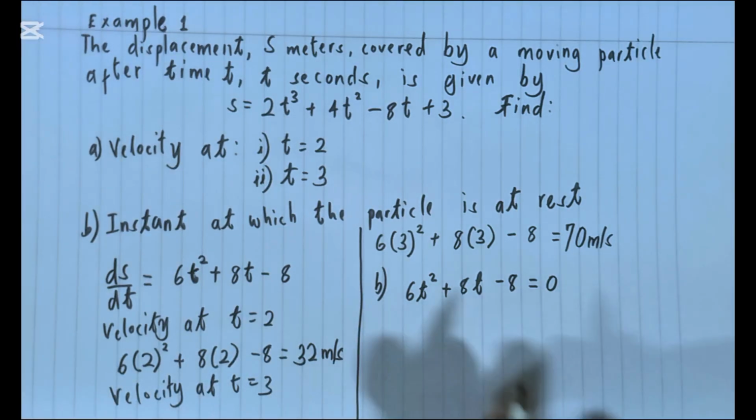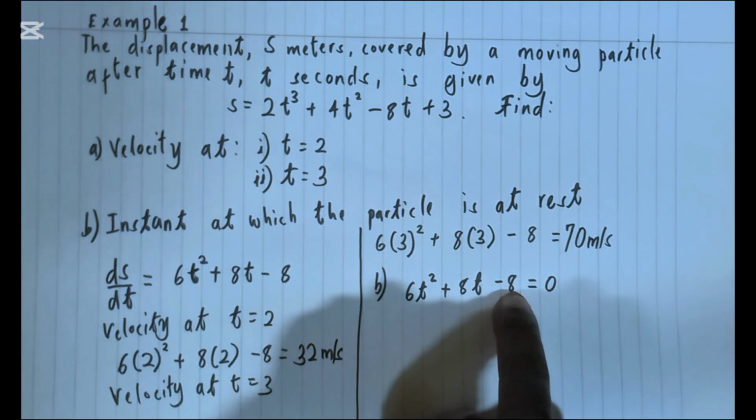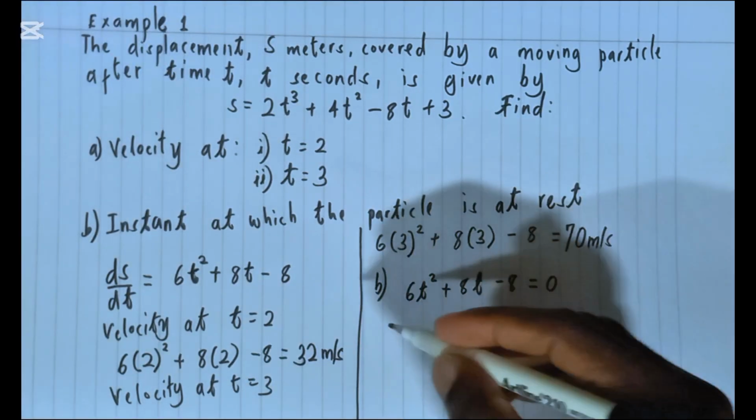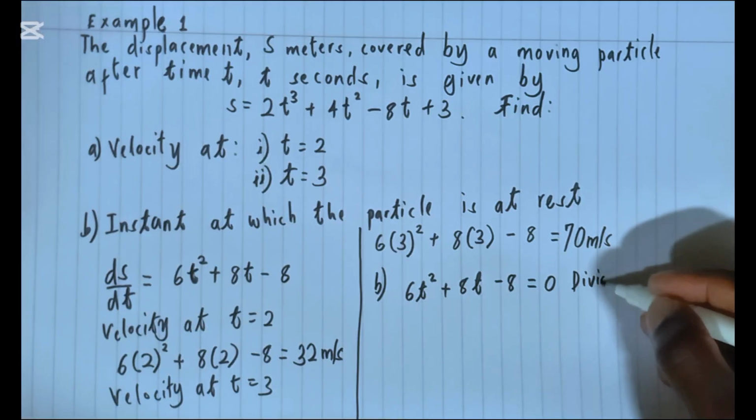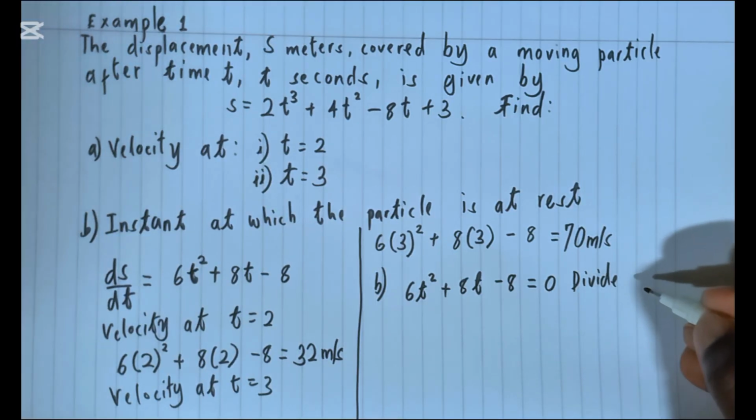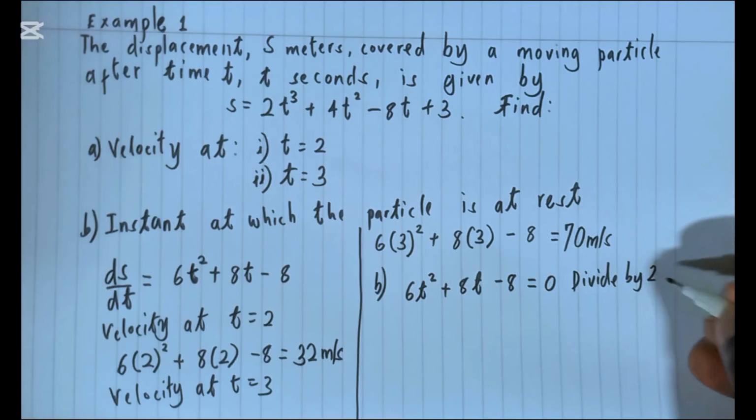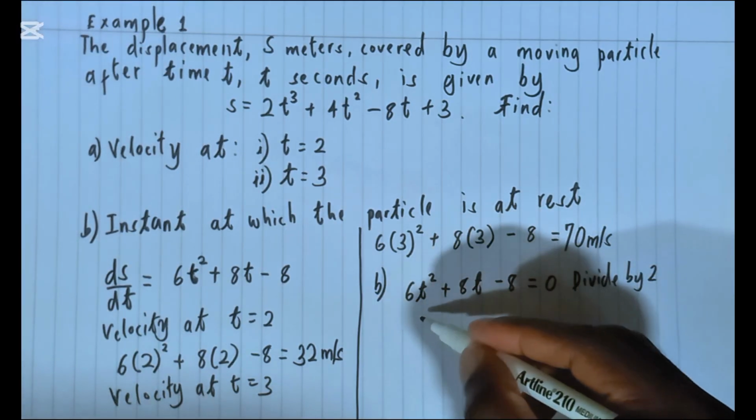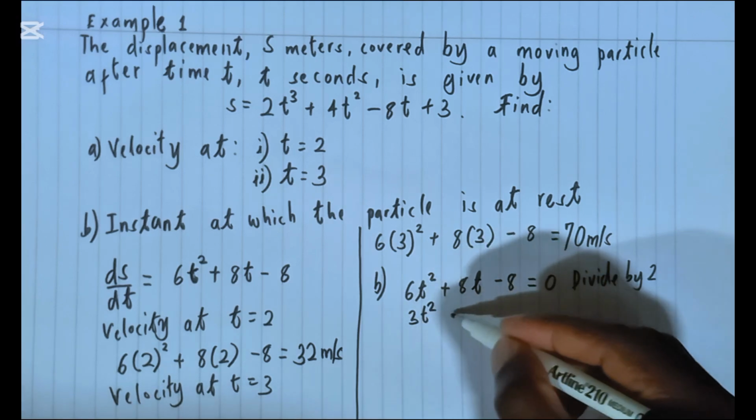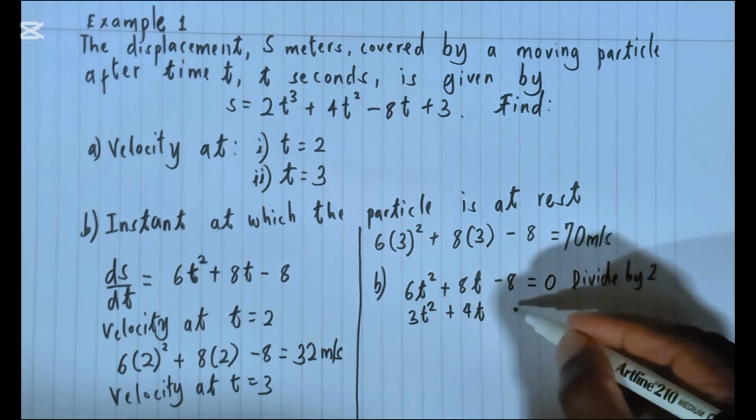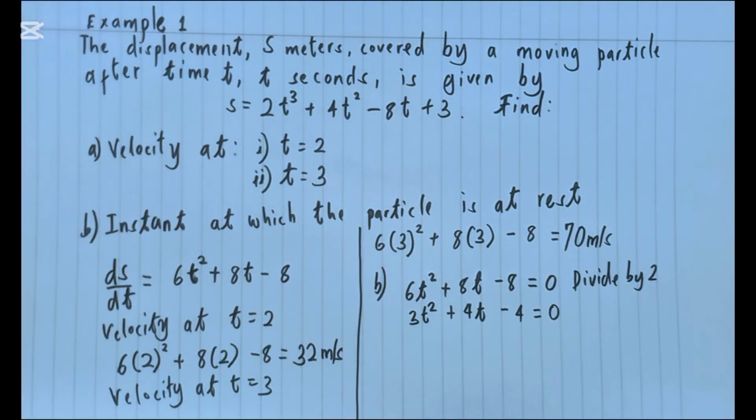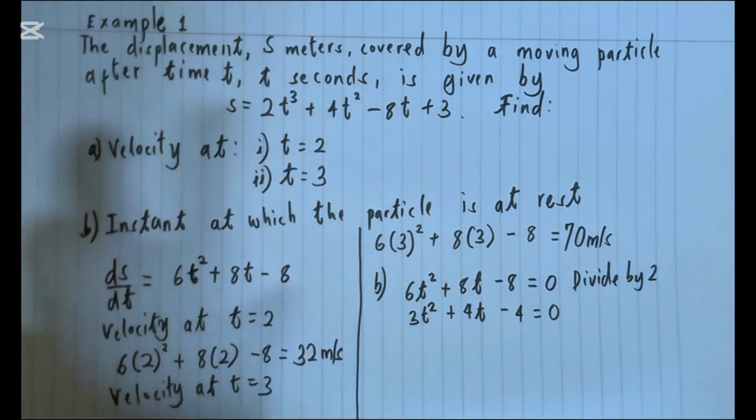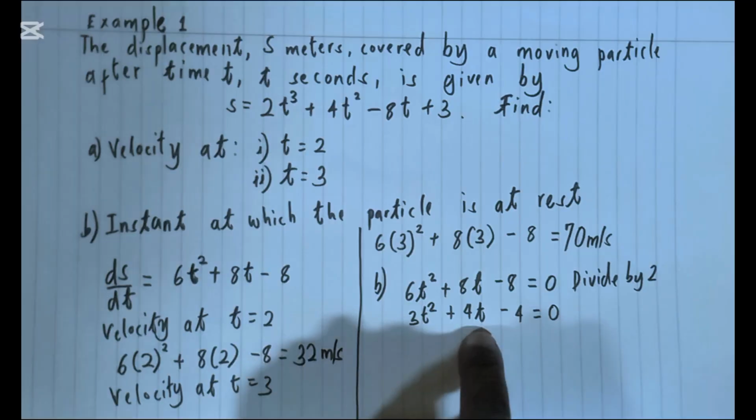We notice that there's a common factor in 6, 8, 8, and 0 here, which happens to be 2. So we divide all the terms by 2. When you divide all the terms by 2, we get 3t squared plus 4t minus 4 equals 0. We don't have any other common factor here.